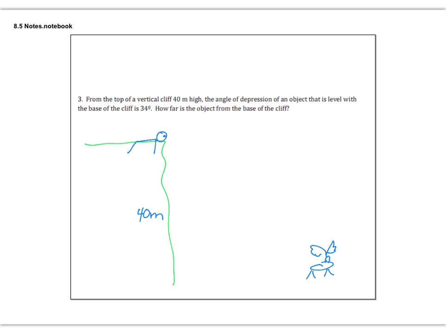The angle of depression with the object is 34 degrees. From our line of sight, the horizontal, down to the object, this angle is your angle of depression. Again, a lot of people think it goes here. It does not. That would be wrong. A lot of people put it there and get it wrong on the test. The angle of depression goes from the line of sight down to the object. We want to know how far the object is from the base of the cliff. So we want to know this distance right here.